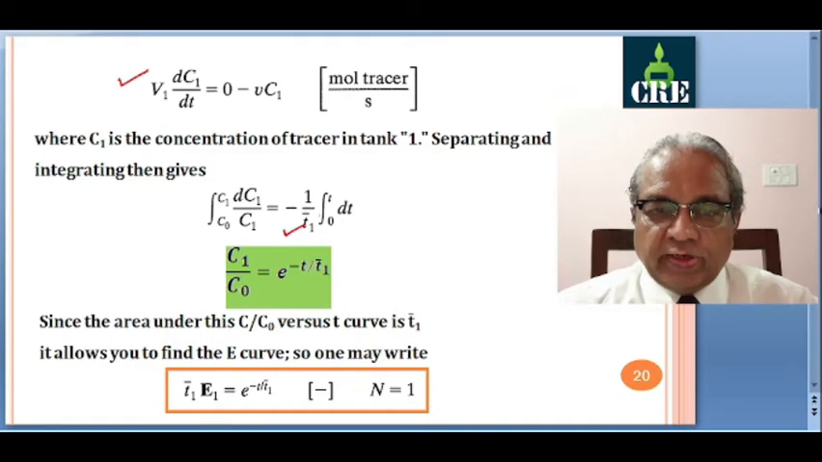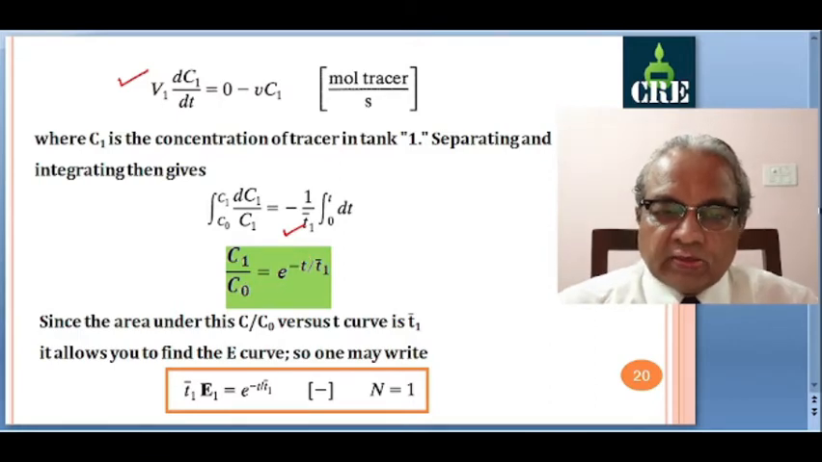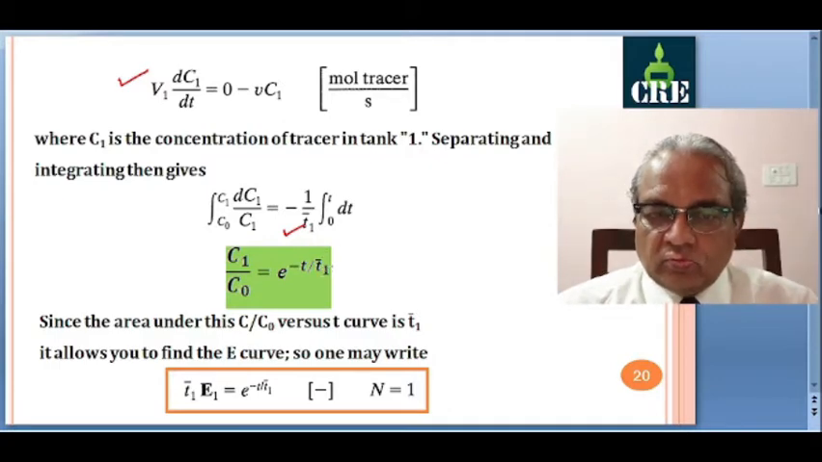So you integrate this, you get C1 by C0 is equal to e raised to minus T by T1 bar. So minus T by T1 bar will be on this side, and ln of C1 by C0 on this side. You take antilog, we get C1 by C0 is equal to e raised to minus T divided by T1 bar. You can substitute Ti bar also because all are equal. That we will do later on.